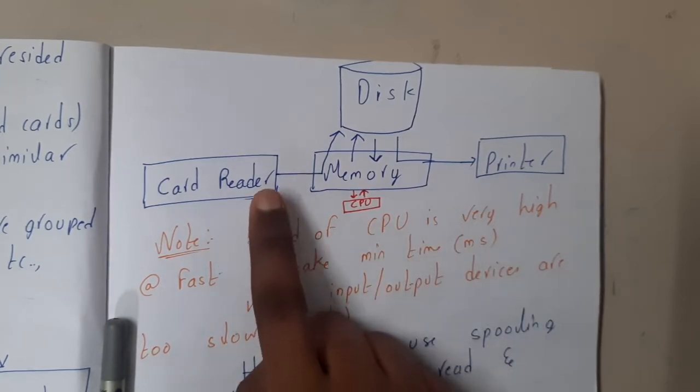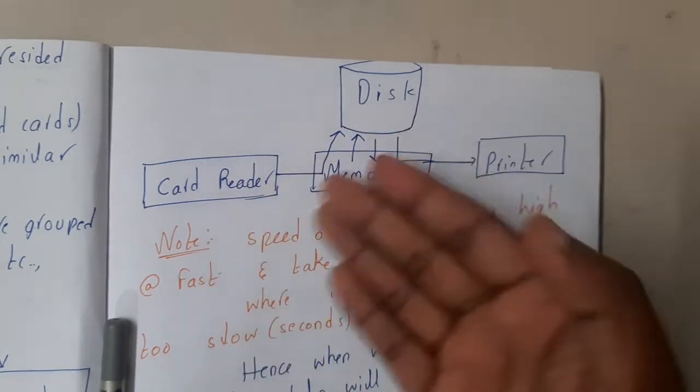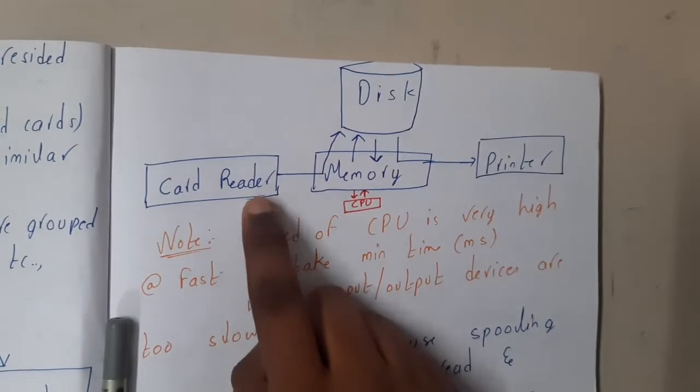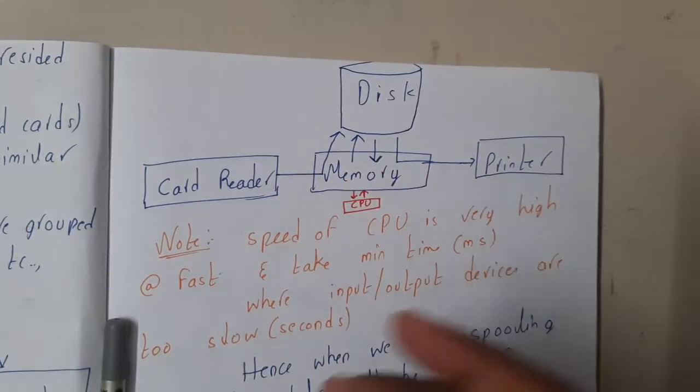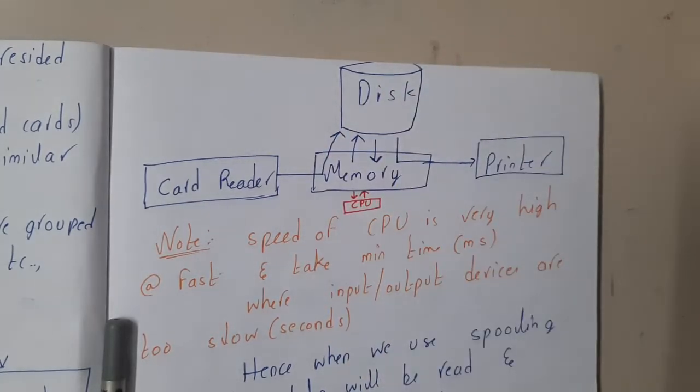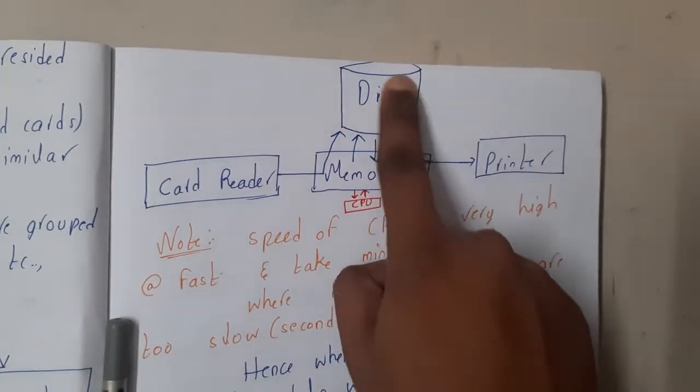So assume that I want to print some data. Assume that these are our punch cards. If I give those punch cards to the system, what it will do is, first of all, read all the data continuously and store it in the disk, guys.